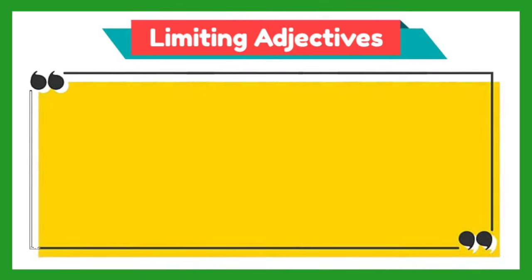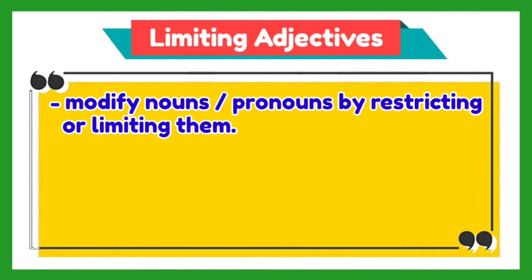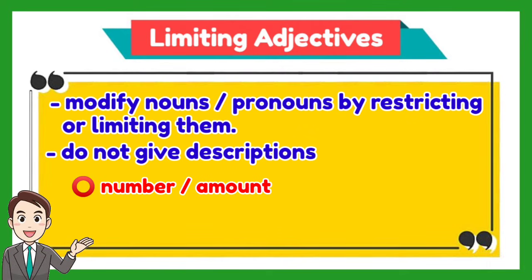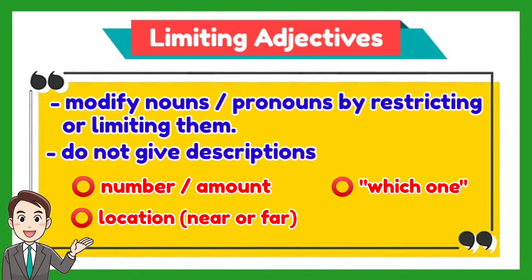Limiting adjectives modify nouns or pronouns by restricting or limiting them rather than describing them. They do not give descriptions of nouns or pronouns, unlike descriptive adjectives. They only tell the number or amount, the location, which one the person is referring to, or they show ownership.